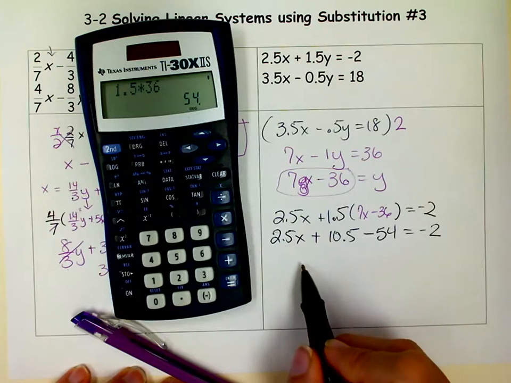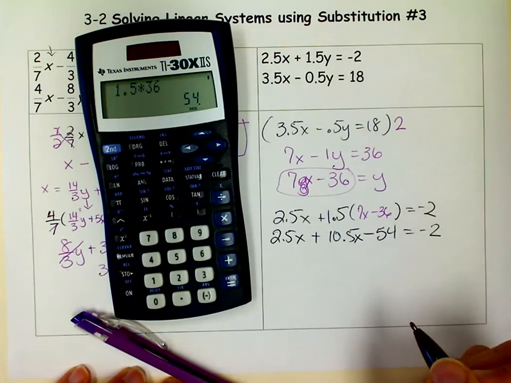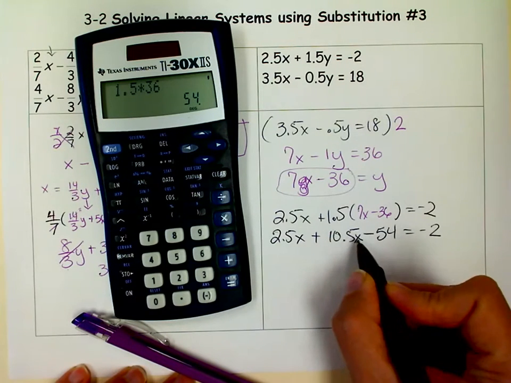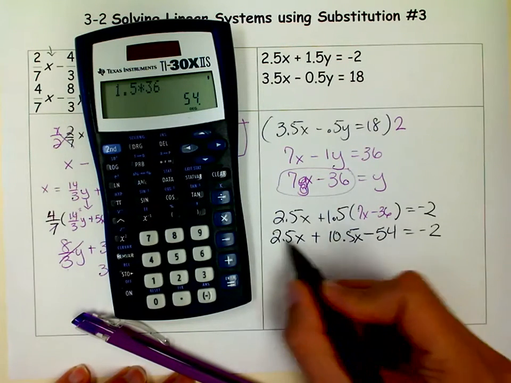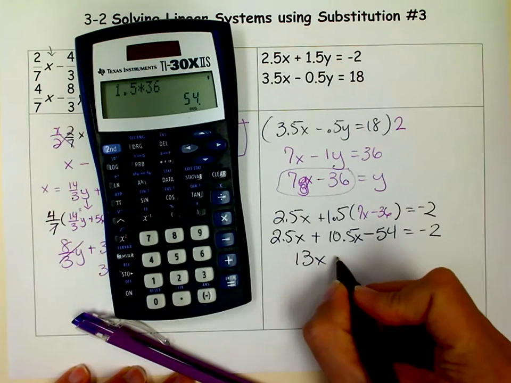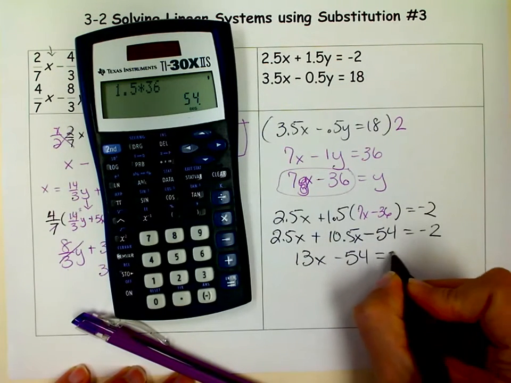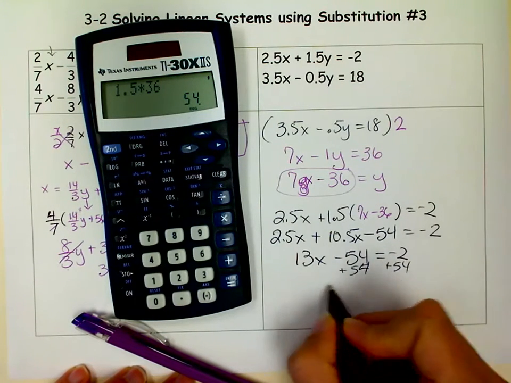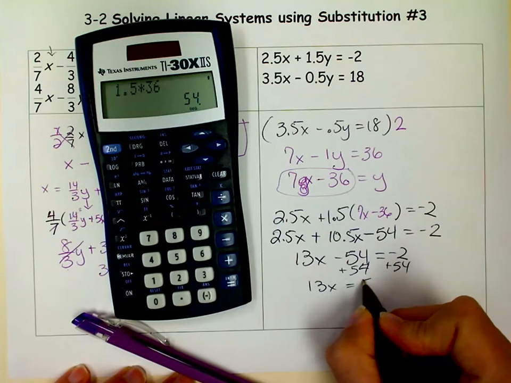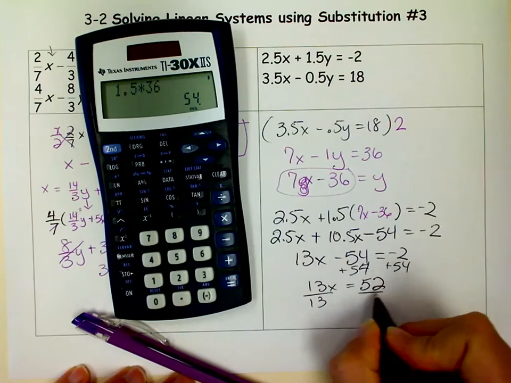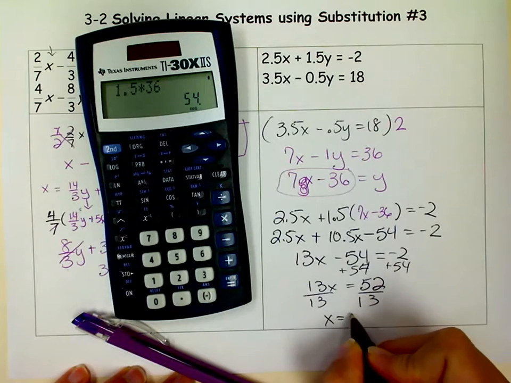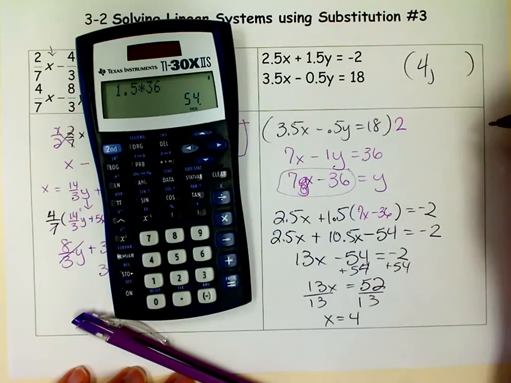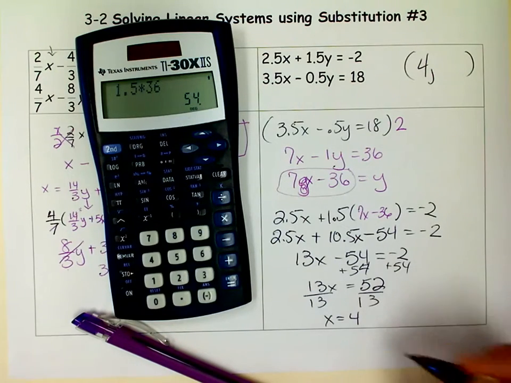Okay, so now, forgot my x again. I apologize, I continue to forget my x's. 2.5x plus 10.5x. Well, the halves make 11, and then 2 makes 13. So I have 13 x's. And if I add 54 to both sides, I get 13x equals 52. And 13 goes into 52 4 times. So now I know my x is 4. So I have my x coordinate of my system, but I need to find the y coordinate.